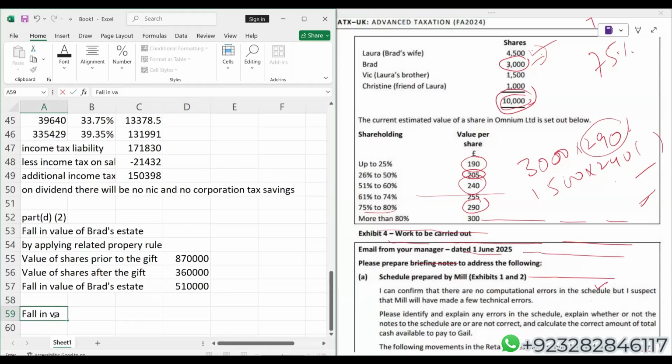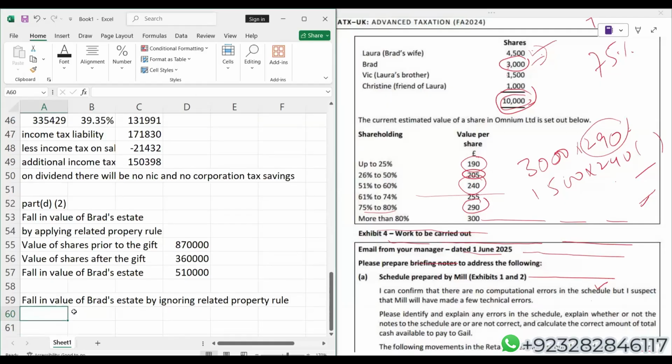Fall in value of Broad's estate by ignoring the related property rule. If we ignore the related property rule, let's see what happens.